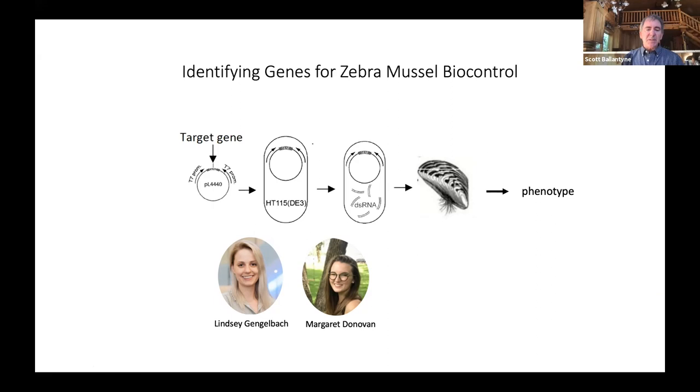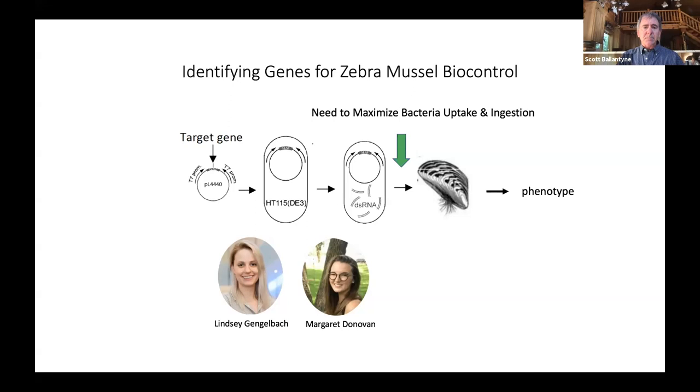I want to update you today on the progress we're making with the last two steps. In order for our plan to work, zebra mussels have to consume these modified E. coli. They need to ingest these bacteria. And we really want it to work. So we think it's going to be important that we optimize that uptake.